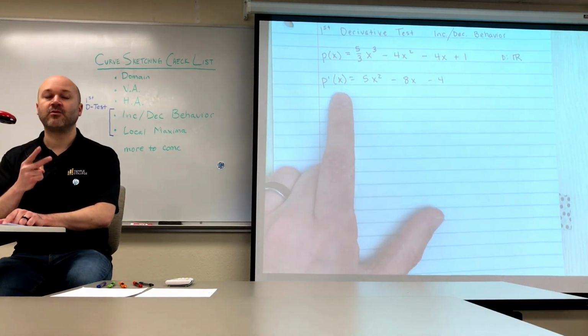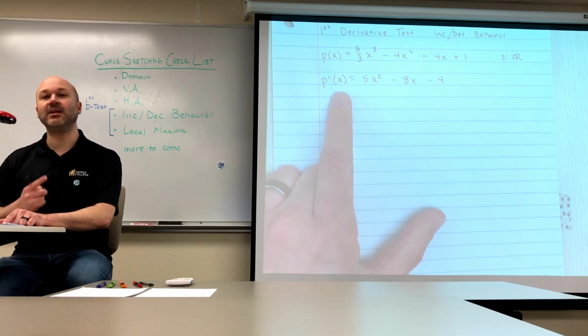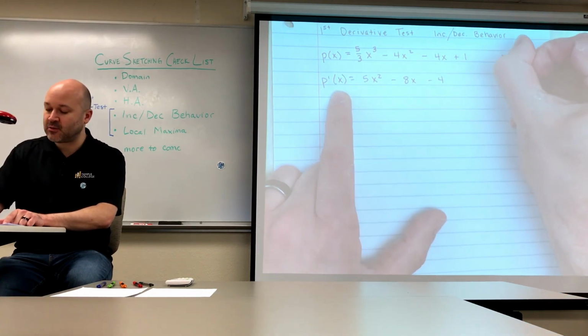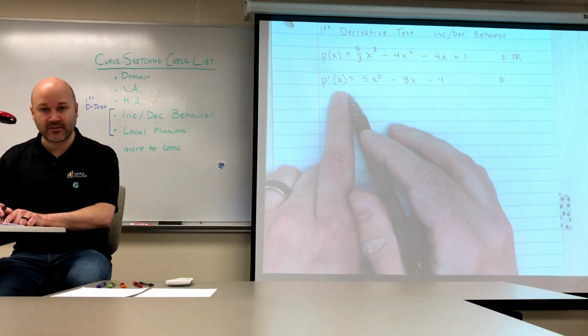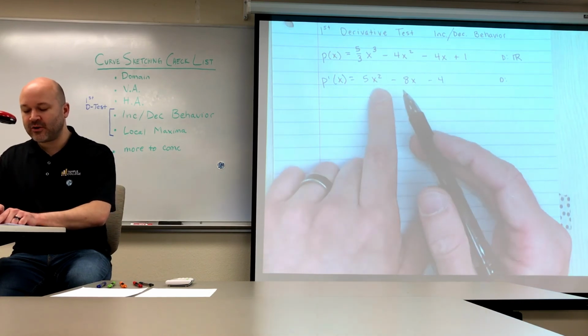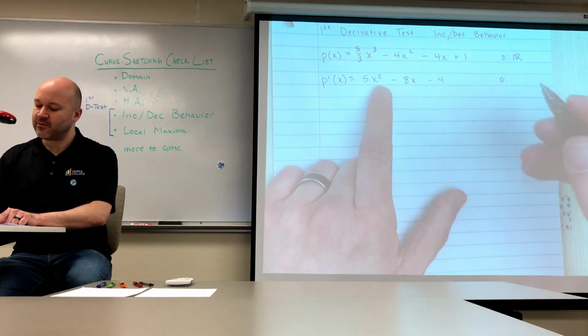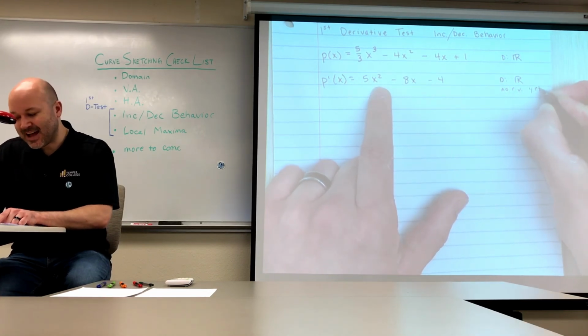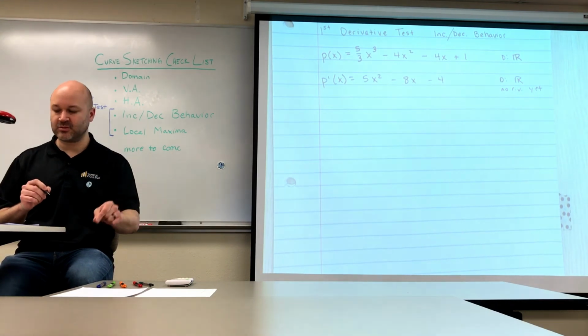Two ways critical values may occur. One is any new domain restriction. So I had to look at the domain of the original function. I have to look at the domain again of the first derivative. Well, this is a quadratic, another polynomial. They're famous for being all real numbers. So there's no critical values yet, not from domain restrictions.